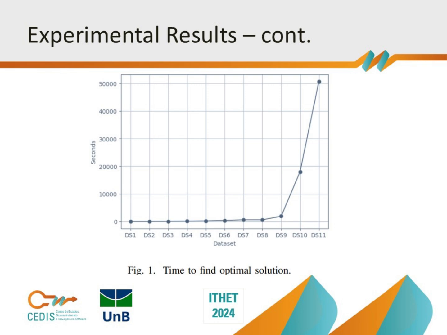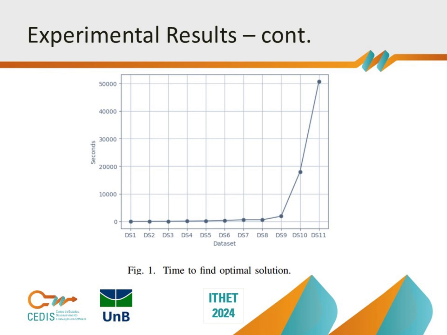The horizontal axis represents the dataset number, and the vertical axis shows the time in seconds that the CP-SAT solver took to find the optimal solution. As expected, smaller datasets, such as dataset 1, required very little time, only around 4 seconds to find the optimal solution. However, as the datasets grow in complexity, the solver takes significantly longer.